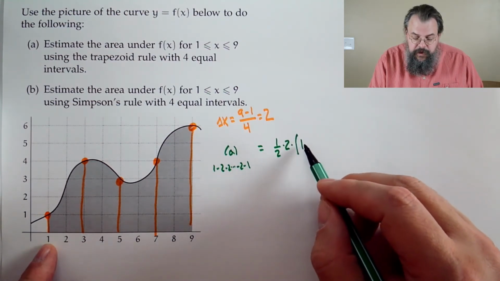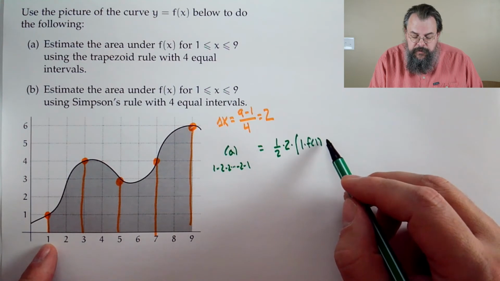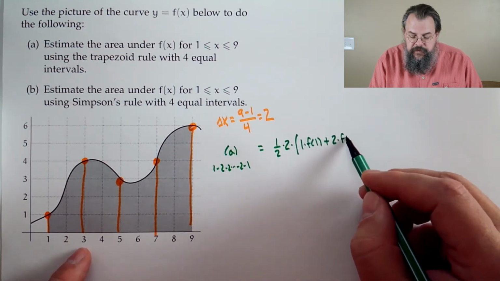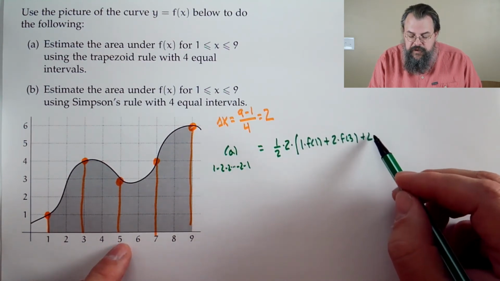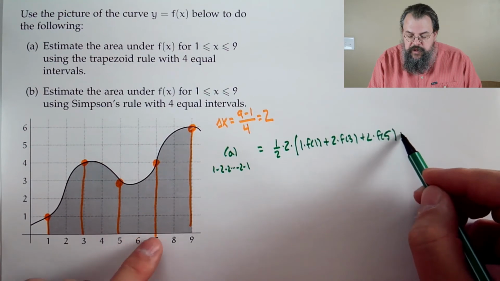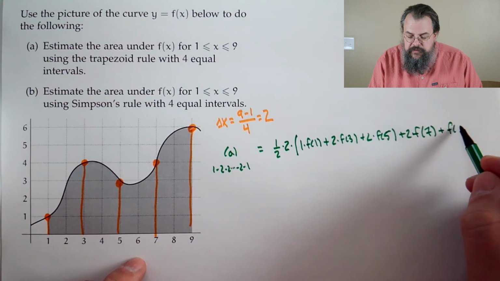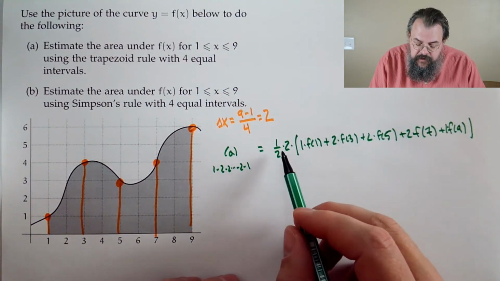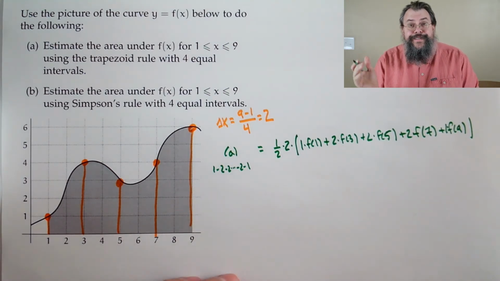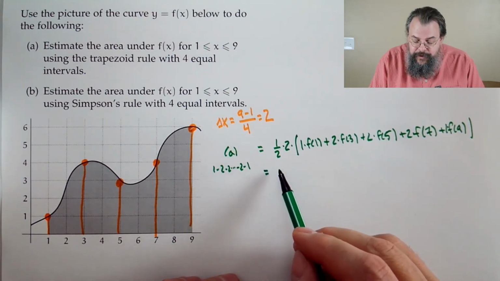Okay, so if we want, we'll write it this way. 1 times f of 1 plus 2 times f of 3 plus 2 times f of 5 plus 2 times f of 7 plus f of 9. And there's a 1 times there. Now, for us, the half times the 2, well, that's nice. Okay, so what do we end up with?